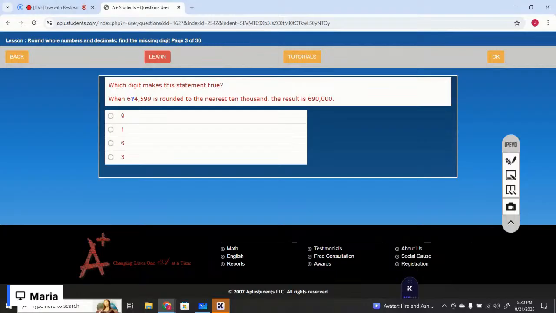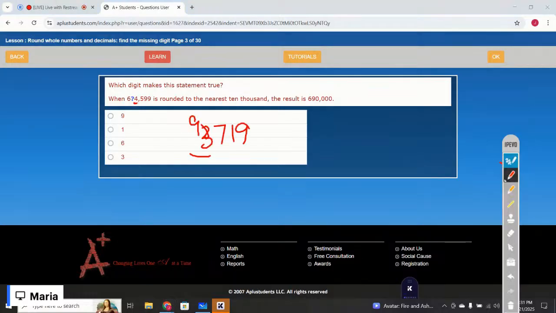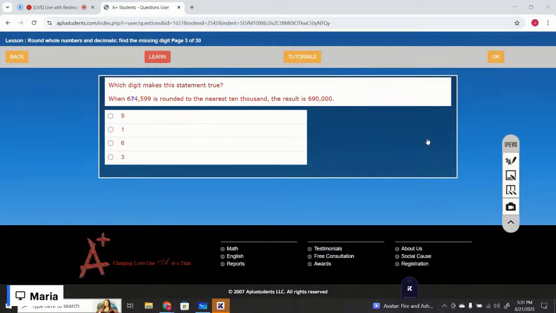The missing digit we need to find, right? It would be rounded to the nearest 10,000. Basically, just look at the digit right next to 10,000. That is 4. 4 is less than 5. So when the number is less than 5, we round down and keep the same 100,000. So it must be 9, because here you have 69,000. So that would be 9. Option number 1 is the correct option.